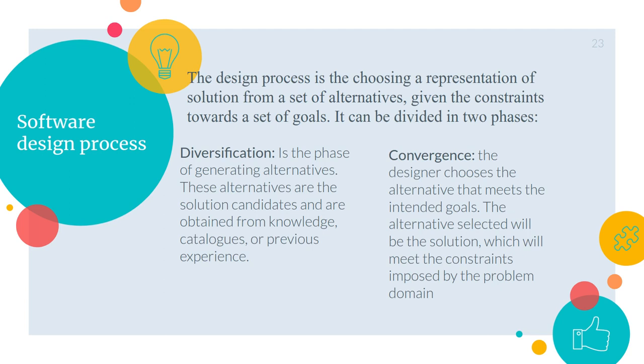So the designer chooses the alternative that meets the intended goals. The alternative selected will be the solution which will meet the constraints imposed by the problem domain. So with diversification, you come up with a lot of solutions, and with convergence, you choose the best alternative from the list of solutions that you came up with.